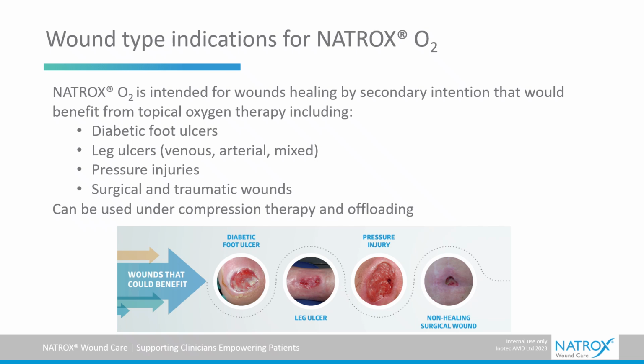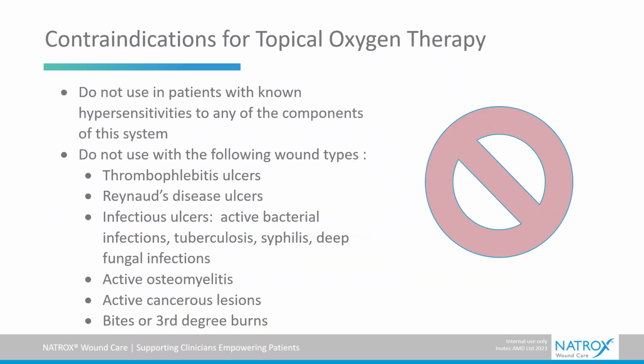There are some contraindications to be aware of with topical oxygen therapy in general. We don't want to use the device in patients with any known hypersensitivities to any of the system components. You would not use topical oxygen therapy for the following wound types: thrombophlebitis ulcers, Raynaud's disease, any ulcers with active infection, bacterial, syphilis, deep fungal infections, or tuberculosis. You do not want to use topical oxygen therapy in wounds that have active, untreated osteomyelitis.